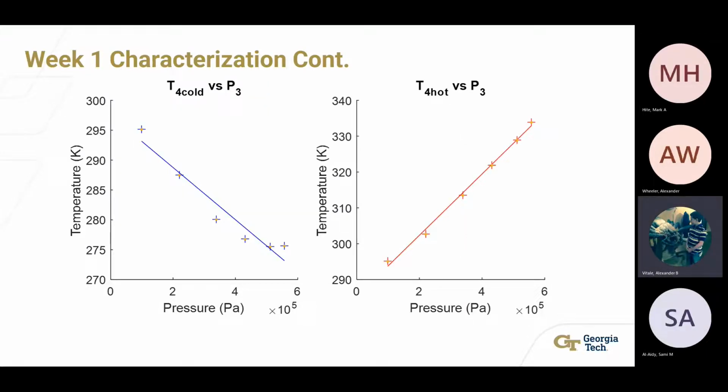For the T4 cold and T4 hot, as you increase the input pressure of the system, the T4 cold does not follow the linear trend as well and appears to bottom out somewhere around 275 Kelvin, while the T4 hot does increase linearly with the system. So as you increase the pressure, it will just keep on following that linear trend line.